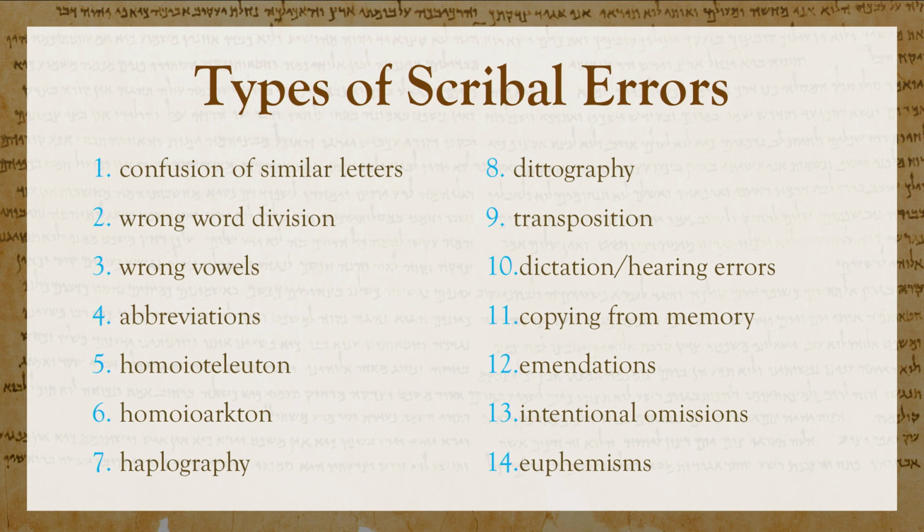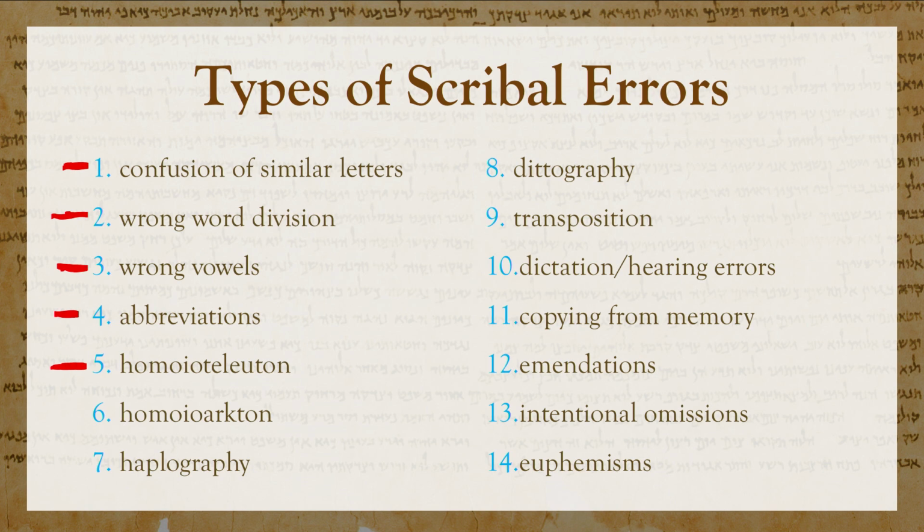Here are some examples of scribal errors that happen in anything. They happen with the Old Testament, happen with the New Testament, happen with other ancient literature as well. So you can confuse similar letters. In Hebrew, a lot of the letters kind of look like each other, and you just write the wrong letter. Another thing is you can put the wrong word division into place, put the space in a different place. For example, you can put the wrong vowel in, misread a vowel. You can use abbreviations or misinterpret abbreviations.